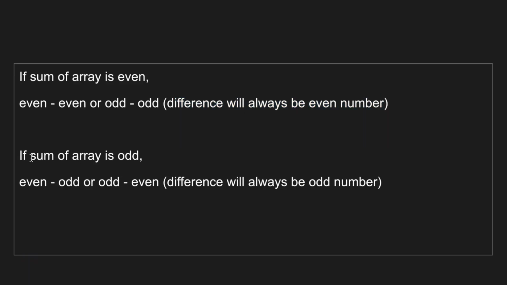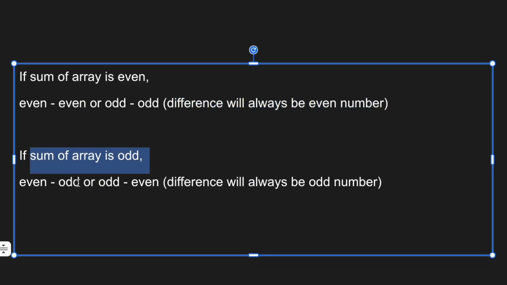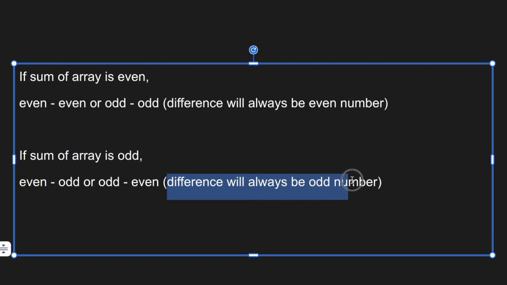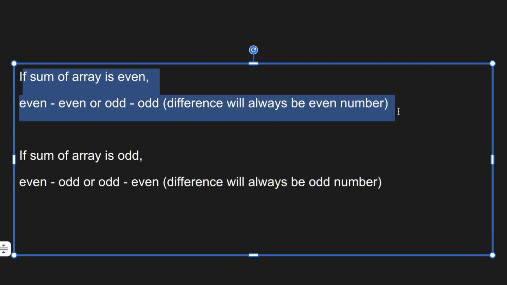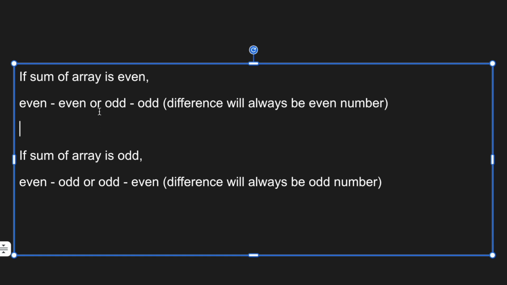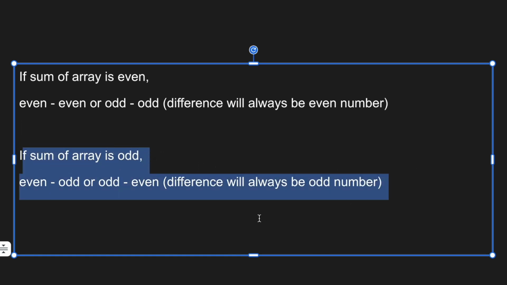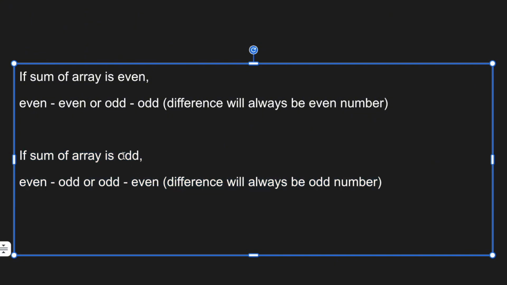Now, vice versa, if the sum of the array is odd, then when we partition them, it will always be an even sum minus an odd sum, or an odd sum minus an even sum. In other words, the difference will always be an odd number, which means if the sum is even, then there will be length of array minus 1 ways to partition, and if the sum of the array is odd, then there will always be no ways to partition, so we'll just return 0 if the sum is odd.